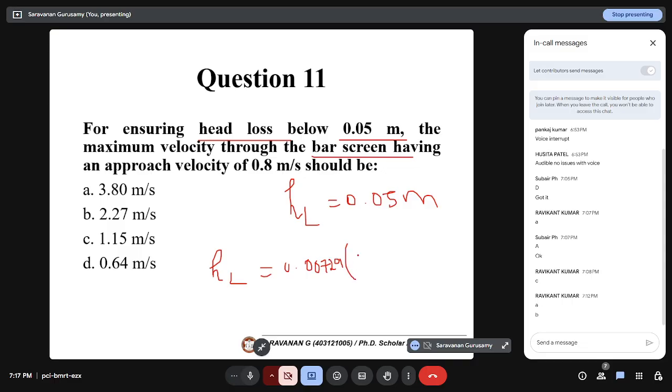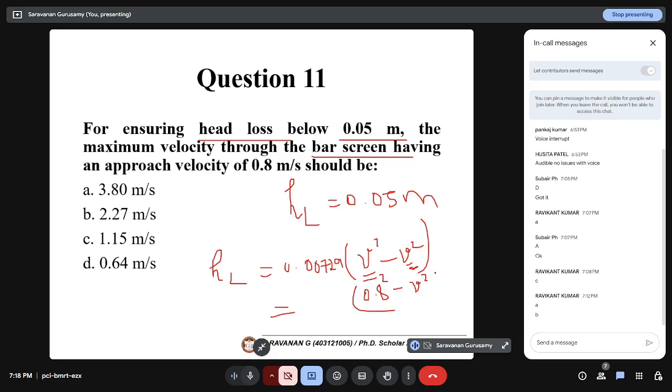729 capital V square minus small v square. What is capital V? Capital V is the approach velocity. What is small v? Small v is the velocity through the screen. So they have given the approach velocity as 0.8, square minus small v square. That is the velocity through the screen.